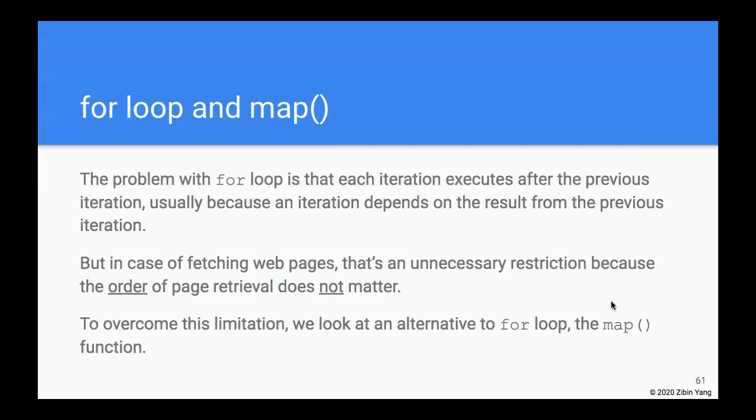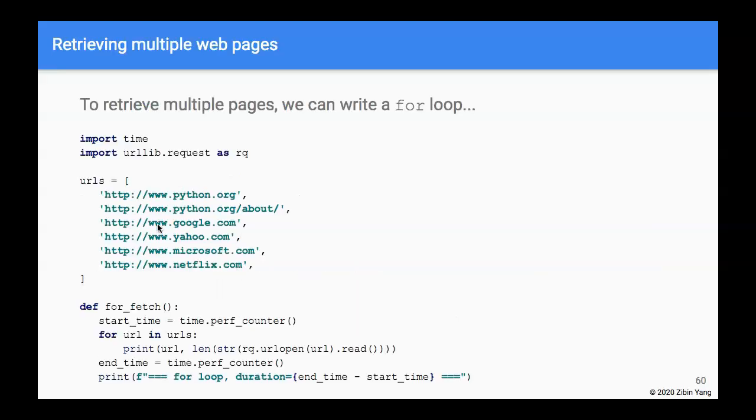Now, the problem with using a for loop to do this is each web page is going to be retrieved only after the previous web page has been received. That's just how the for loop works, right? Because each iteration typically in a for loop may depend on the result from the previous iteration. Now, in the case of fetching web pages, though, this is kind of unnecessary because if you look at the URLs here, it really doesn't matter if we get python.org first before Netflix or the other way around. So the order does not matter. We don't have to do this loop strictly in the order of the URLs specified in this list.